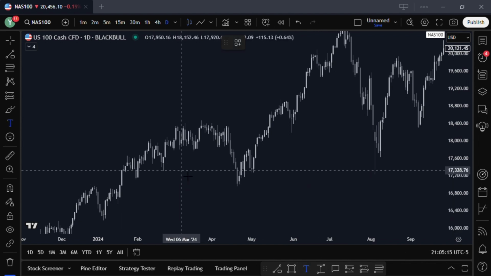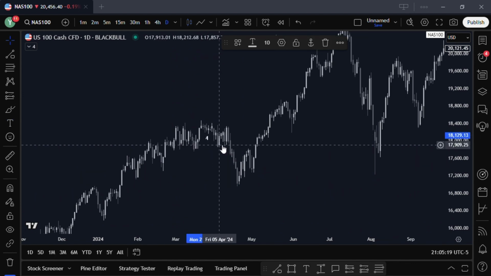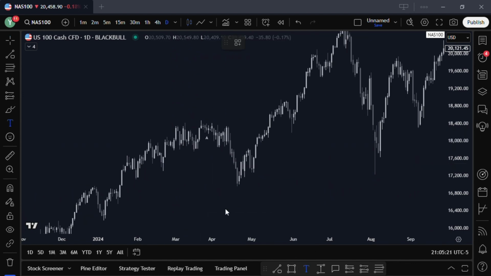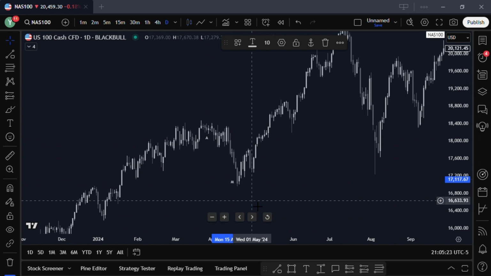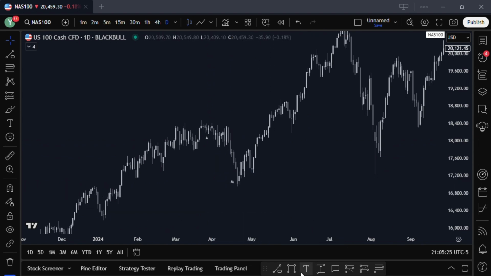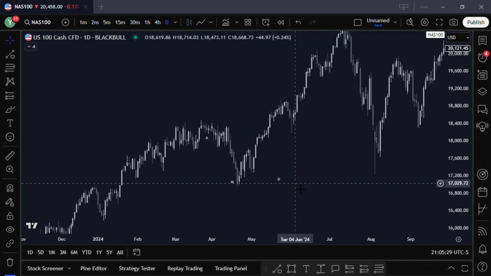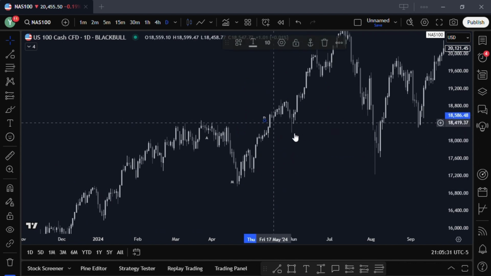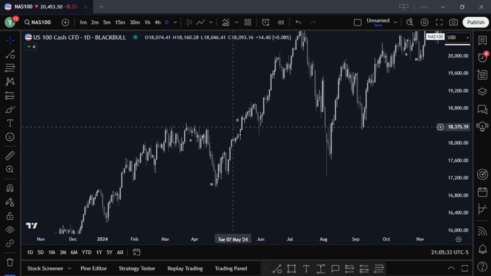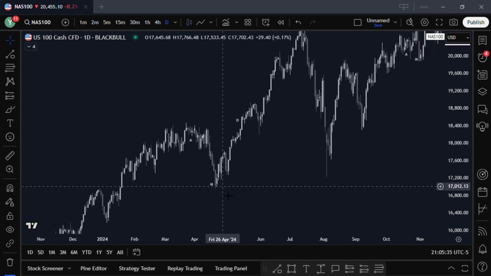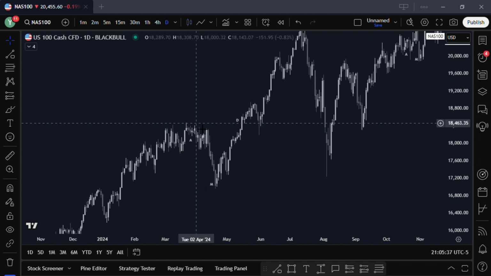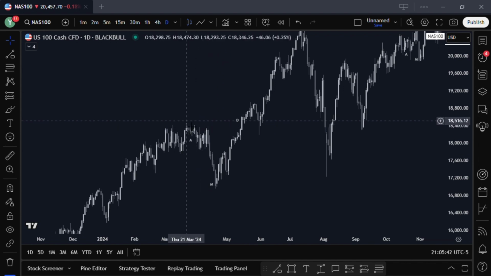So let me draw this out. We could call this area our accumulation. We would call this our manipulation. And then we're going to call this our distribution. And so, again, like I say, I like to enter when there's multiple imbalances to take advantage of. I like to enter on the breaker. The breaker for this area would be here.